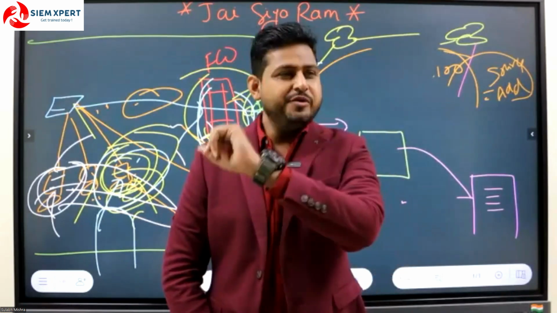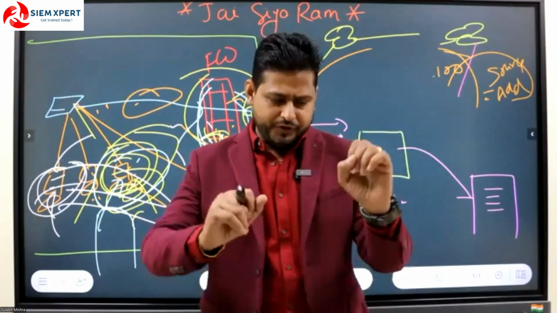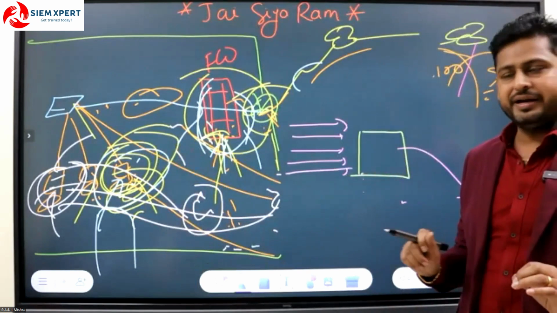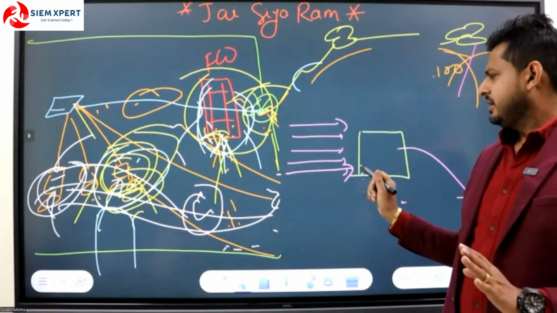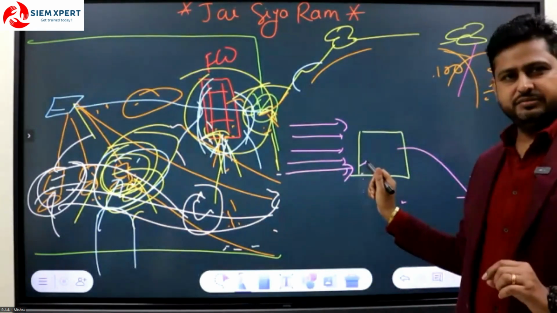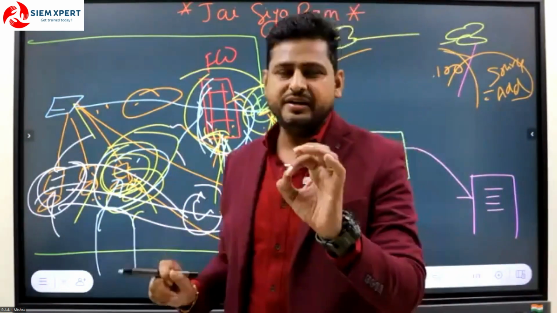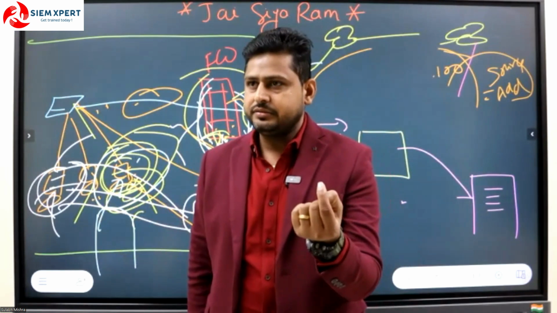Correlation rule. Why do we call it correlation? Because it will correlate the condition. For example, once a login failure event happens for the user Ashish, shall this SIEM generate an alert? No, right? In this case, a single event is not suspicious.